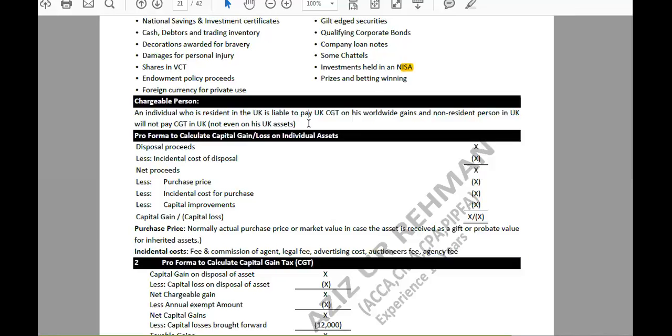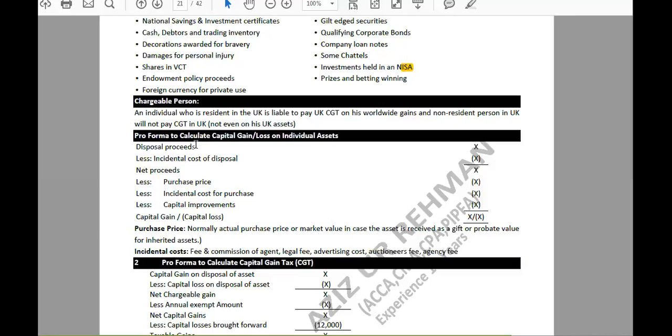So if a person is UK resident, he will have to pay capital gains tax in the UK on his UK as well as overseas assets. But if a person is not UK resident, he will not pay any tax on UK assets, and he will not pay any tax on overseas assets apart from one asset. And what is that asset? That is land and building in the UK. If a non-resident person has land and building in the UK, only then he has to pay tax on that land and building. Otherwise, a non-resident person will not pay any tax in the UK.